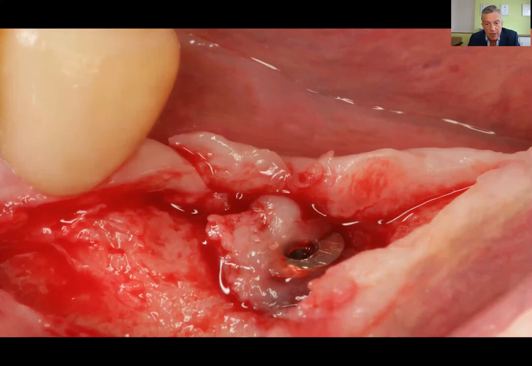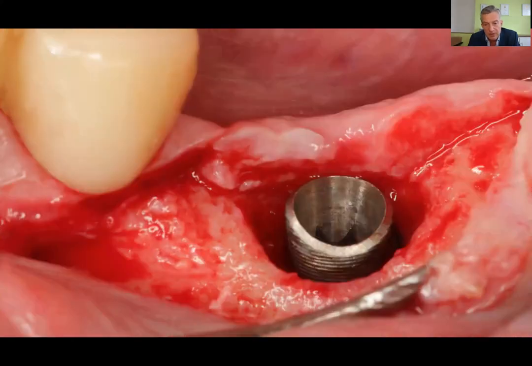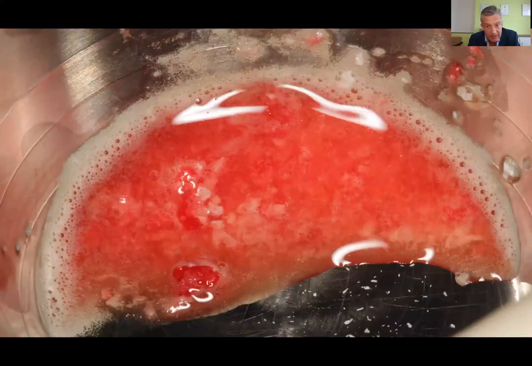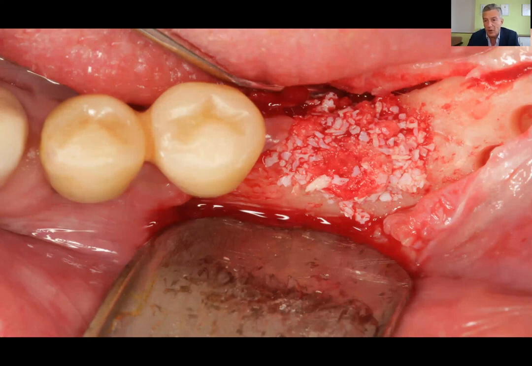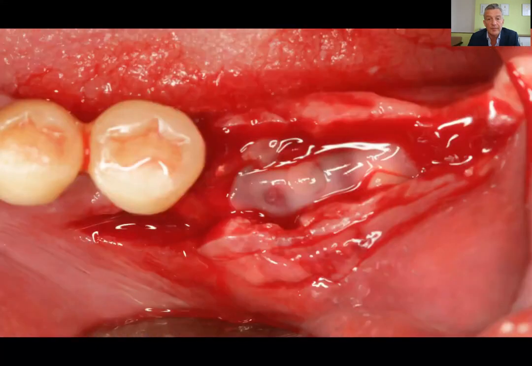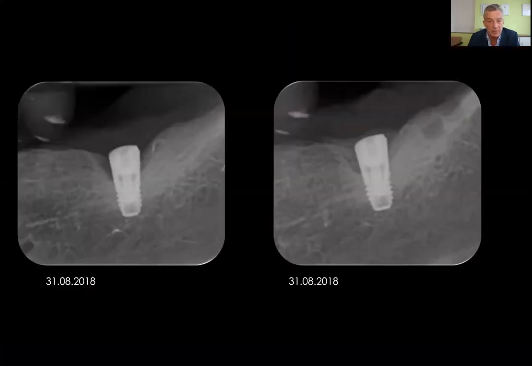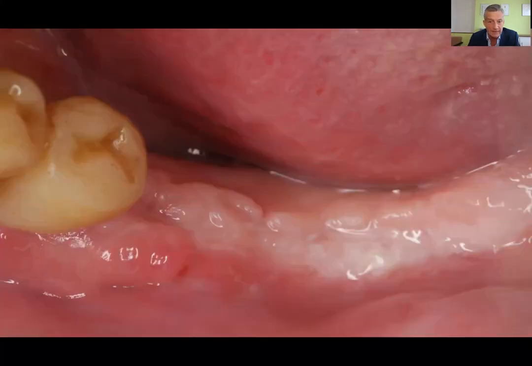You see the situation before. We opened the flap, we found this site, so a deep defect, but an RP1 case. I'm using PRF for these cases, augmentation with autogenous bone and a bone mineral. Again, a collagen membrane and PRF membrane on top. This is the X-ray directly after healing, the healed site.